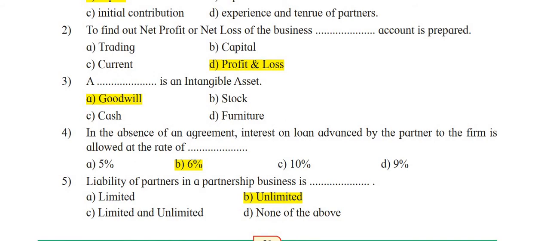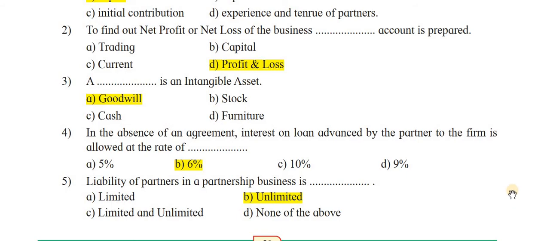Fourth जो है वो है, in the absence of an agreement, interest on loan advanced by the partner to the firm is allowed at the rate of, yes, B, 6%. Students, again when there is no agreement, तो provisions तो उनको follow करने ही पड़ते हैं. So those provisions mention करते हैं कि interest on loan advanced by the partner to the firm, वो कितने percentage पर allow होता है, वो 6% है.